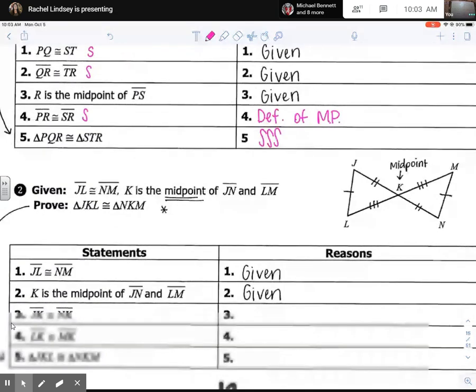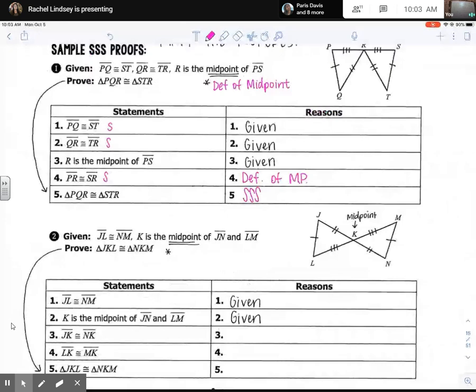Okay. Number 2. It tells me JL is congruent to NM. So I went ahead and marked JL congruent to NM. Marking your pictures is important. They're not always going to be marked for you. I already have it down here in my statements, and I know it's true because it's given. My next thing is K is the midpoint of JN and LM.